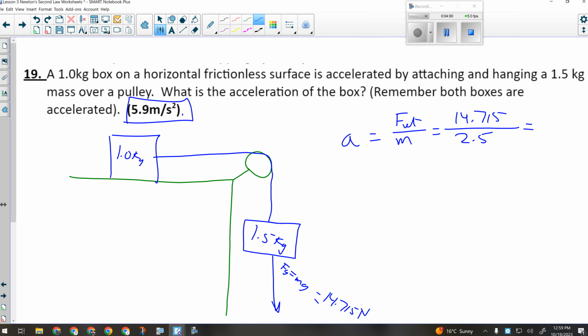But what's missing from this answer? It asked about the 1 kilogram box. What should I put on here? To the right, or forwards, or towards the pulley, or some vector that makes sense for that question. They really didn't tell me any vectors other than this is the setup. If they were asking about the 1.5, I would say the vector is down. If they said, what's the acceleration of the system? I would just say 5.9 meters per second squared. I wouldn't be able to give a vector because the parts of the system are going different ways. Is that ringing a bell for everybody?